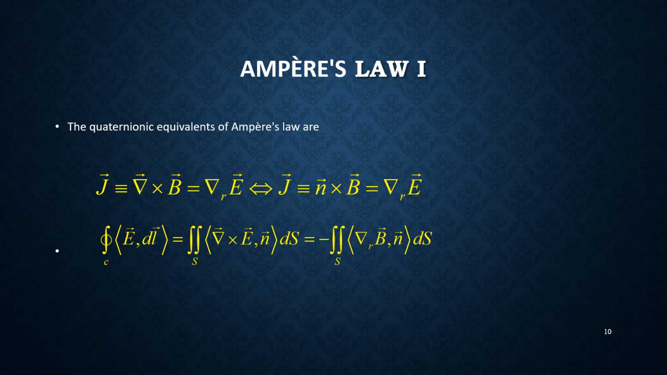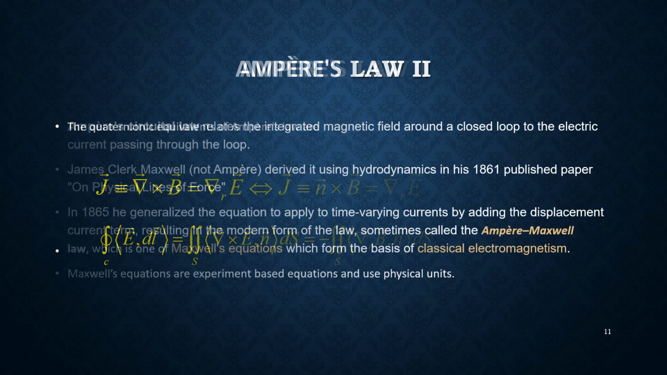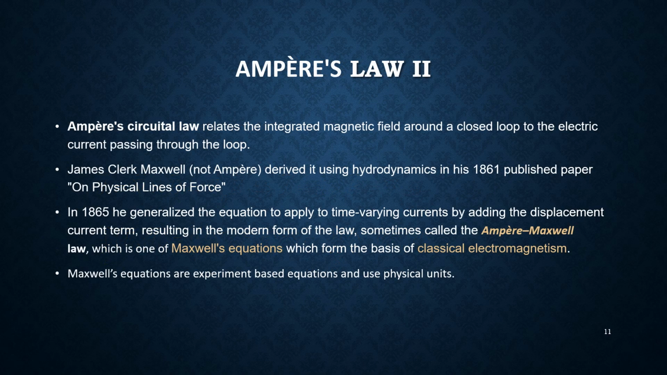the quaternionic equivalence of Ampere's law. Ampere's circuital law relates the integrated magnetic field around a closed loop to the electric current passing through the loop. James Clerk Maxwell, not Ampere, derived it using hydrodynamics in his 1861 published paper on physical lines of force.